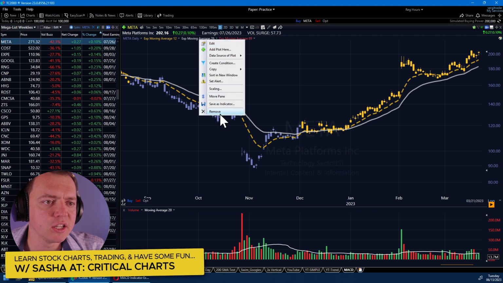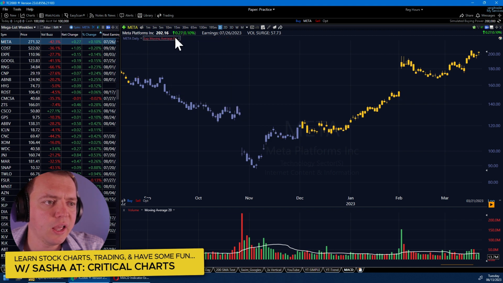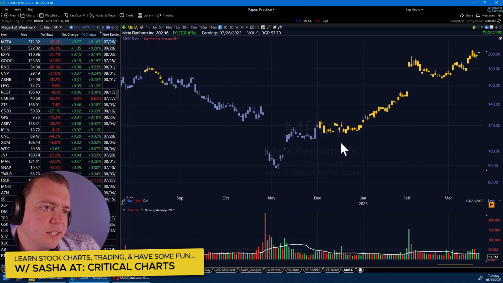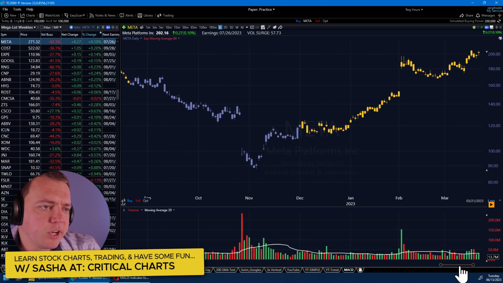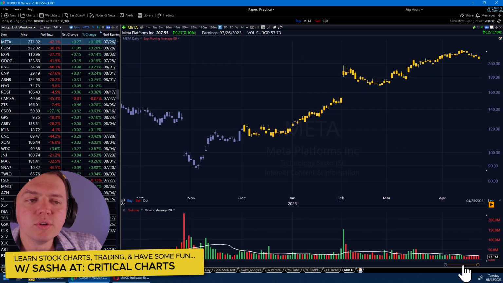And I could even declutter this right here and declutter this right here. And now I've got that indicator. So I can see, hey, where do I get in? Where do I get out? It's right here. It's color coded on the bars. So this is really the way to do it accordingly.